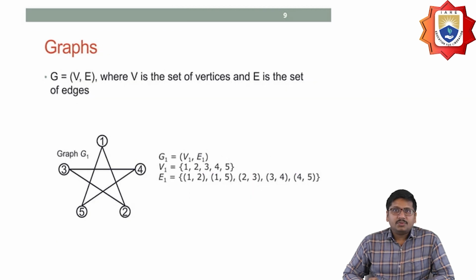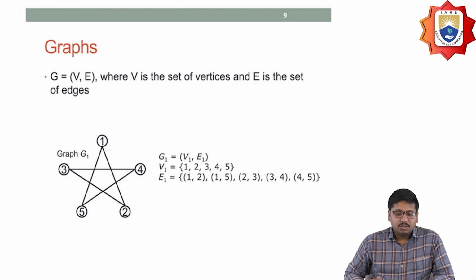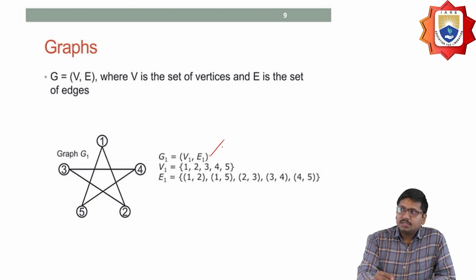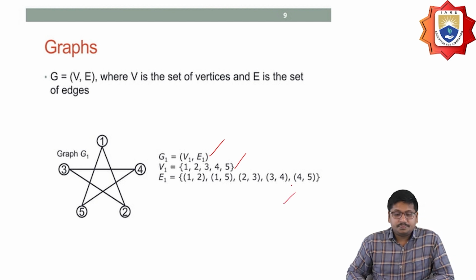So what is a graph actually? A graph is nothing but a set of vertices and edges, which is followed here. The graph G1 has vertices V1 and edges E1, where the vertex set is 1, 2, 4, 5, 3, 4, 5, and the edge set is this one.